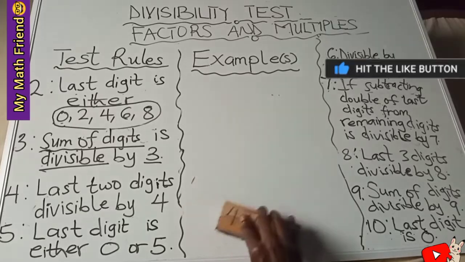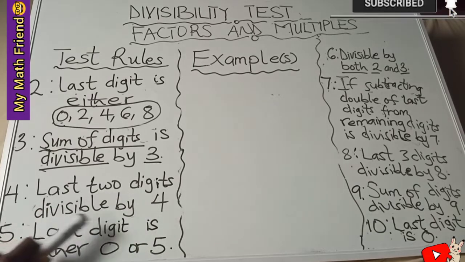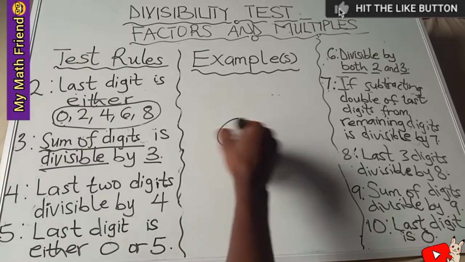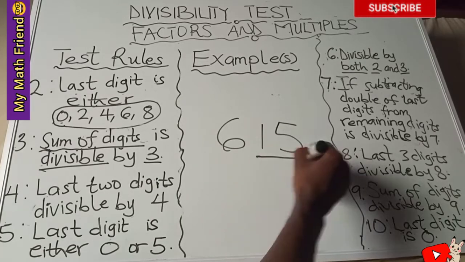Let's move on to the test rule for 4. The test rule says that the last 2 digits should be divisible by 4. Let's use the same number, 615. What are the last 2 digits? It's 15.